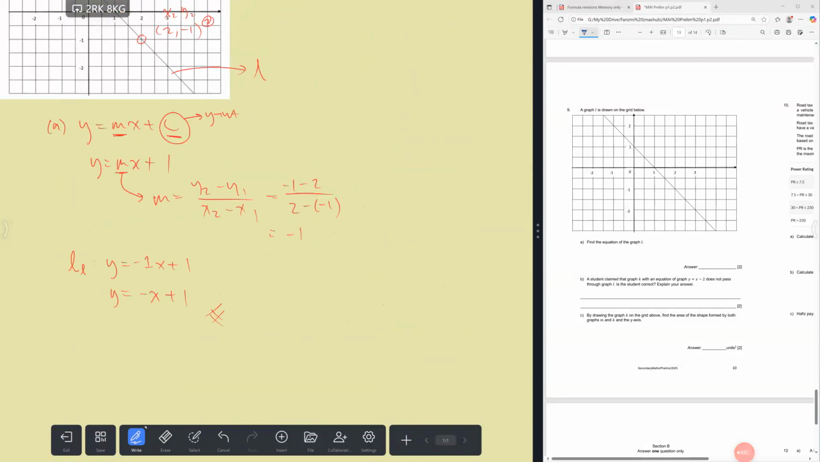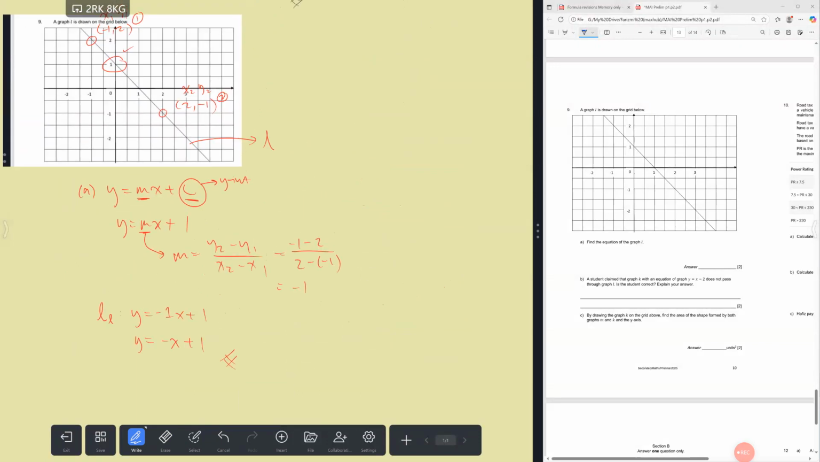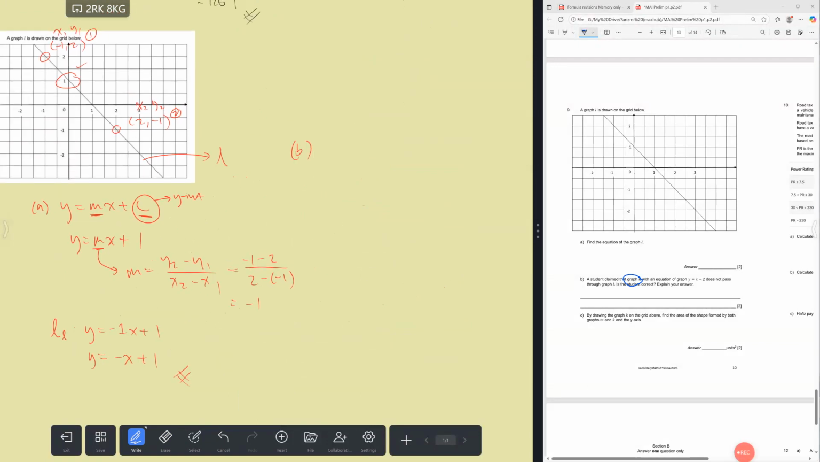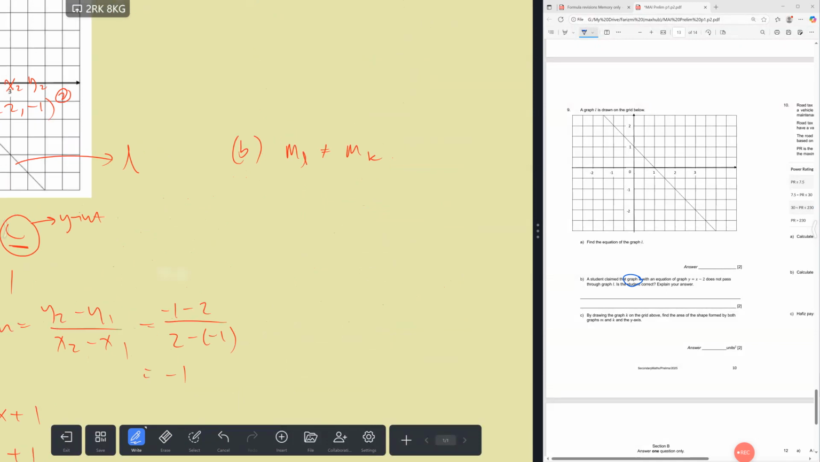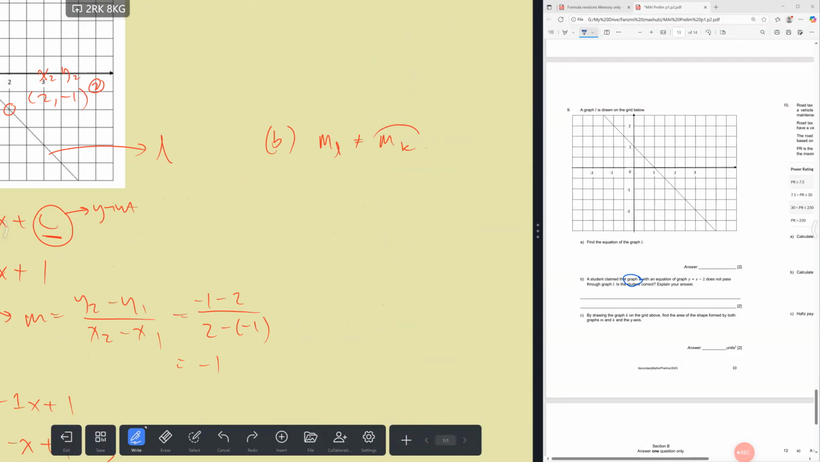Question B. A student claimed that the graph K with an equation y equals x minus 2 does not pass through the graph. Is the student correct? Explain your answer. Alright, there are many ways to do this. They call it a graph. Usually you call it a line, but it doesn't matter. So for question B, you can write this down. M of the line L does not equal M of the line K. I repeat myself, the gradient of the line L, the original line, does not equal the gradient of the new graph, which is labeled as K.